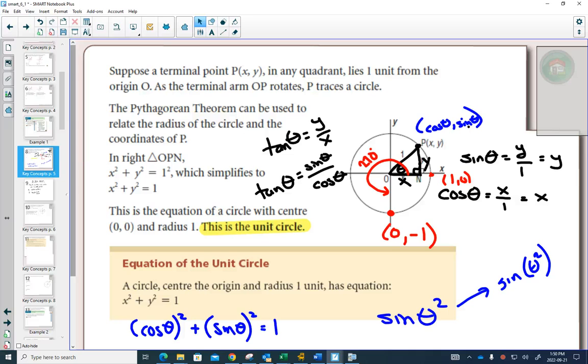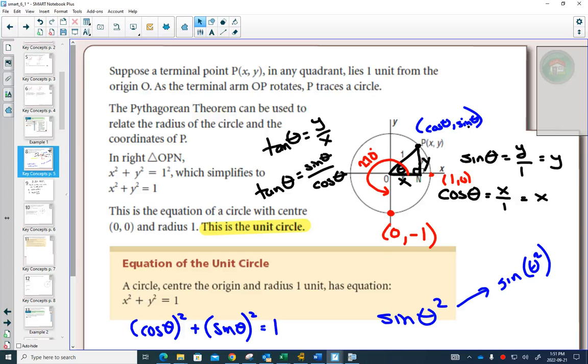What use is the second big idea? Well, there'll be some questions where it helps. For example, if I tell you that sine squared of theta is 1/4, you now know that cos squared of theta is 3/4, because together they'd have to add to equal 1. It's connected to the equation of the circle.